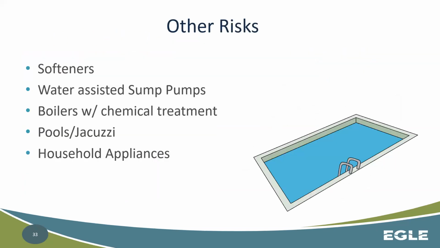And some of the other general risks we won't focus on in this presentation: you might have in-home treatment taking place, often in the shape of softeners. Other places might have additional filters or things there. There are water-assisted sump pumps. They might have a boiler within the property, pools or jacuzzis, as well as some household appliances.